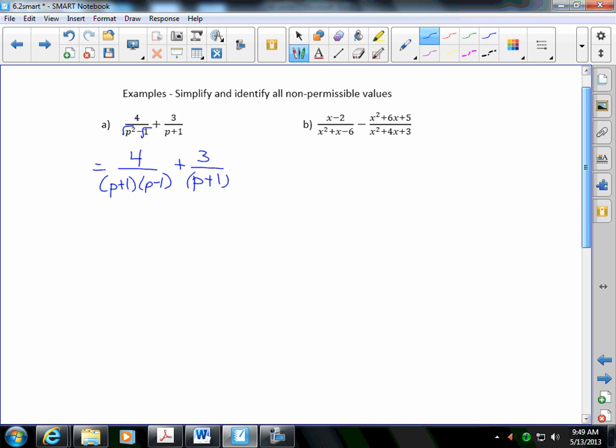So now I set up my lowest common denominator. No, because these are being added, you can't do that. So my first one, my denominator was a p plus 1 and a p minus 1. My second rational had a p plus 1, so I line those up. So that means my lowest common denominator, if I go down this way, is going to be p plus 1 times p minus 1.